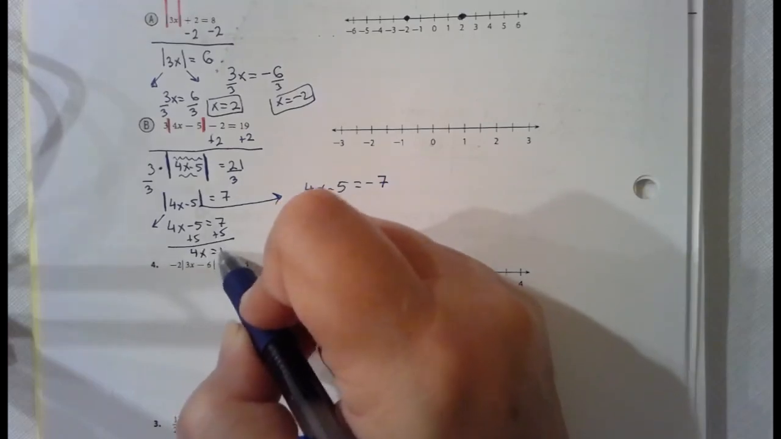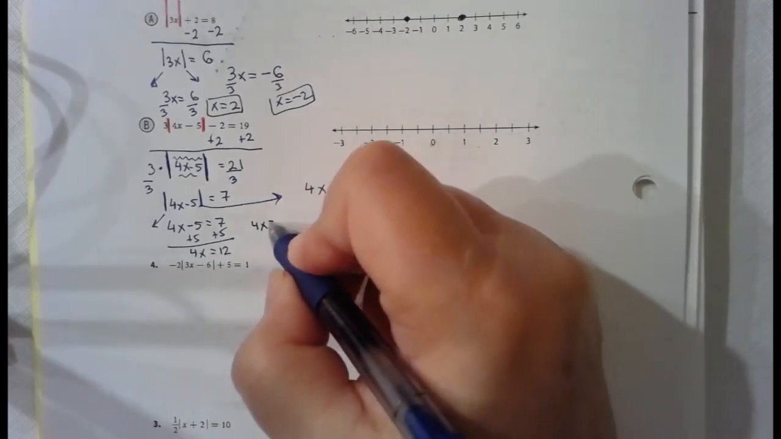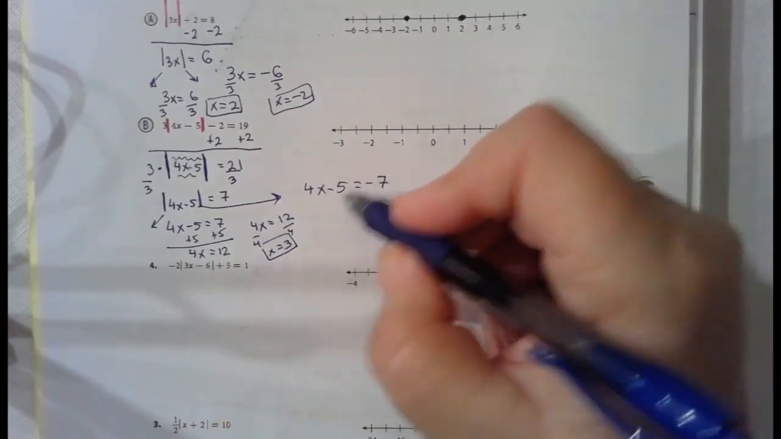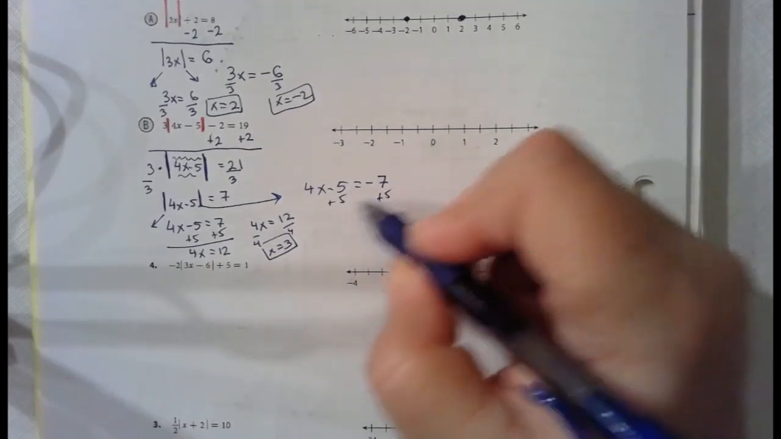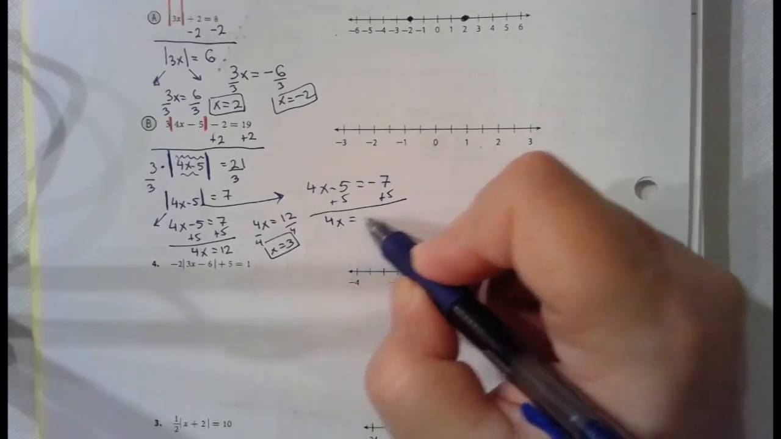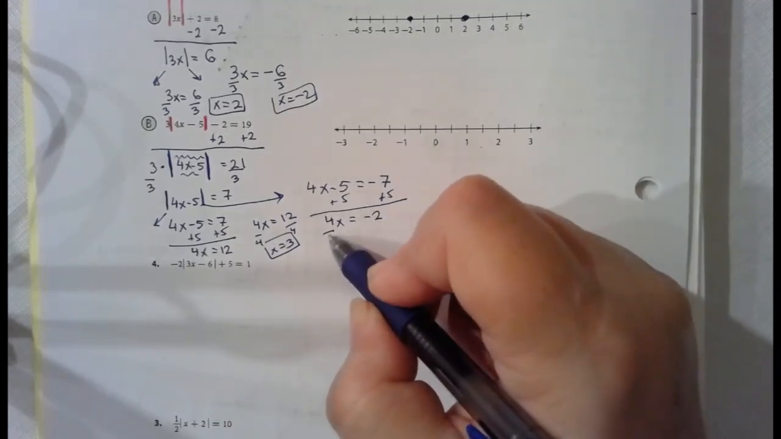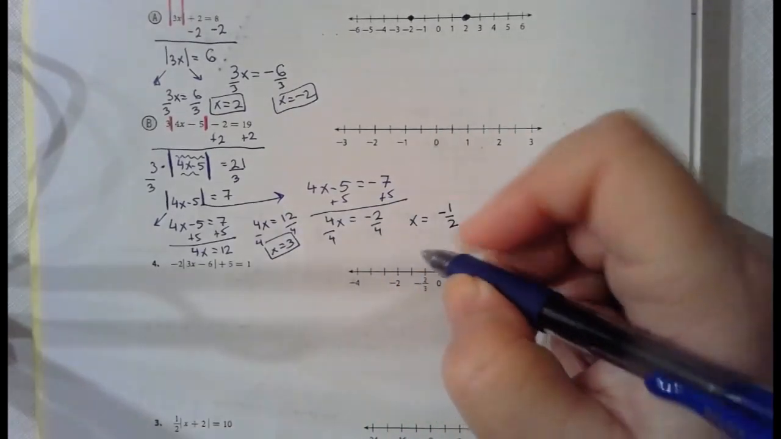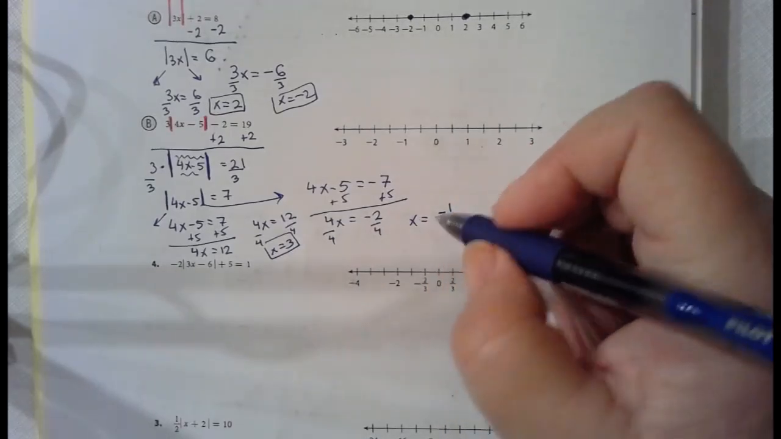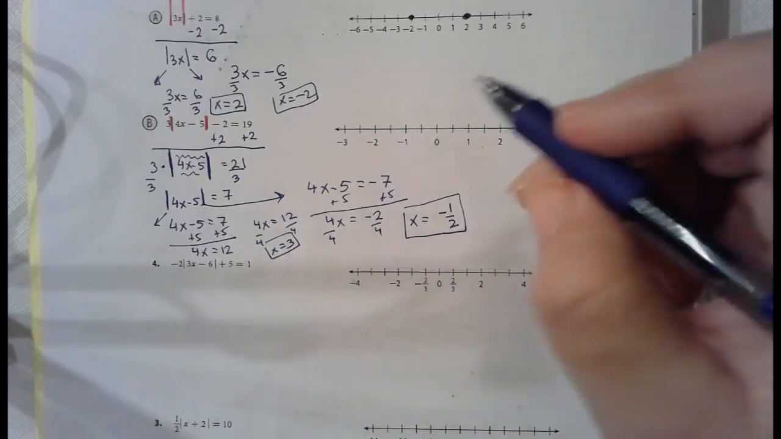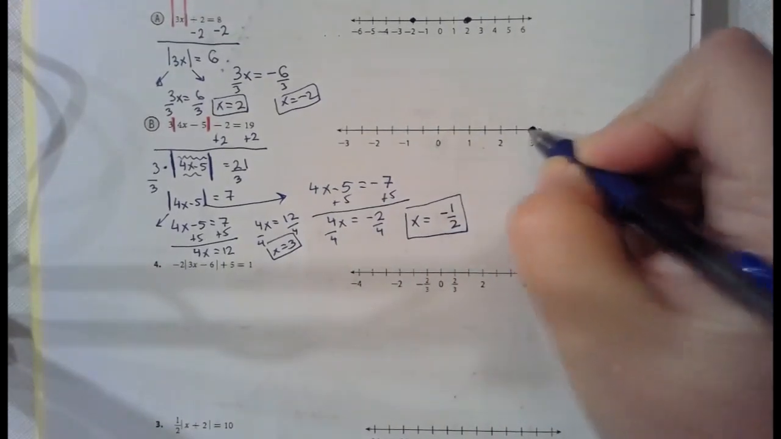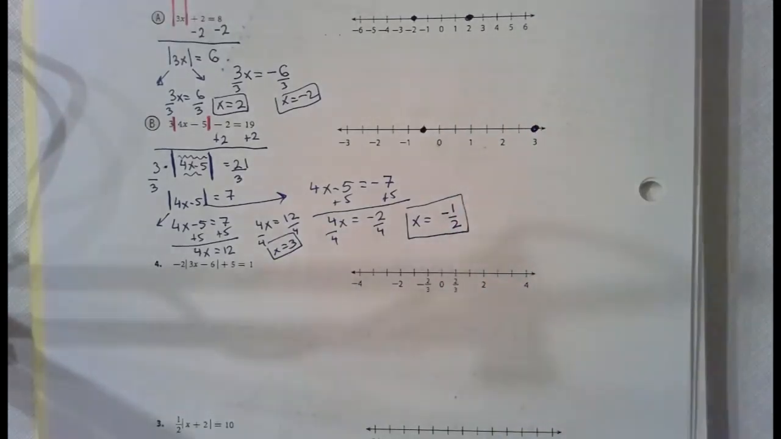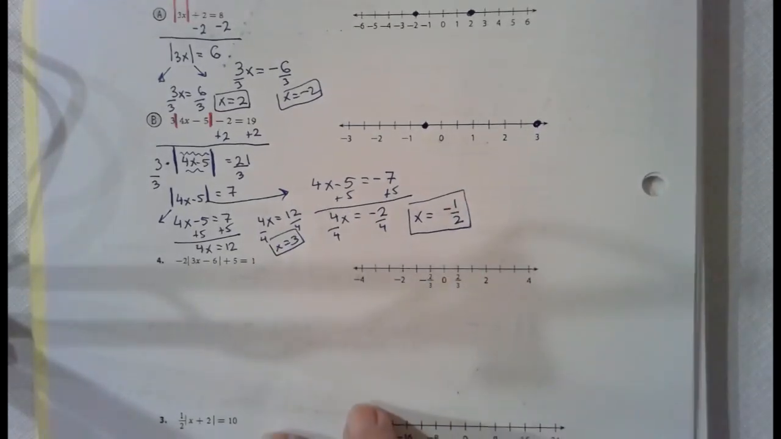I have 4x equals 12. So 4x equals 12. I divide by 4. x is equal to 3. That's my first solution. And then I need to find my second solution, which is negative 2, and then I divide by 4, and I get x is equal to -1/2 because I have to simplify. So +3, I bubble that, and -1/2 is here. Those are my two solutions, and I bubble those in on the number line.